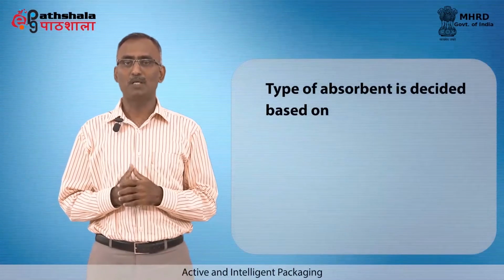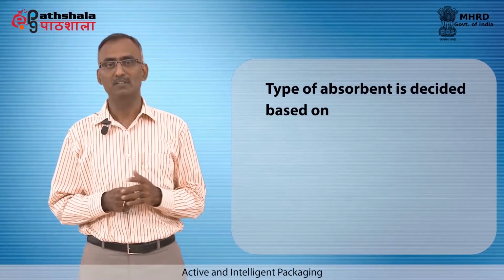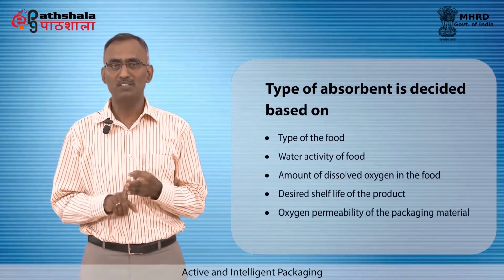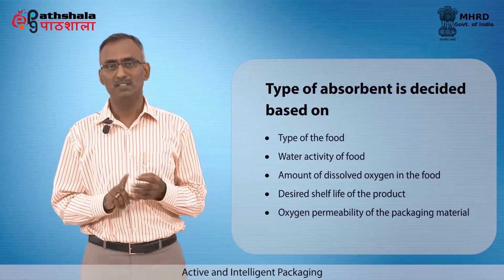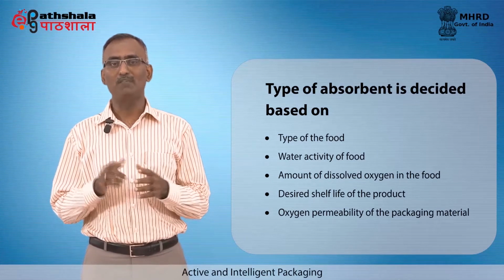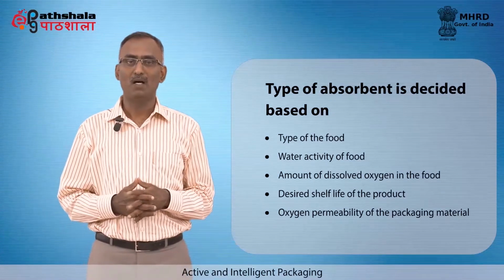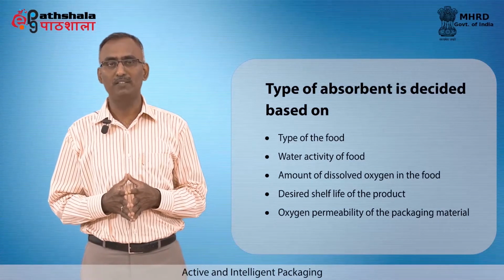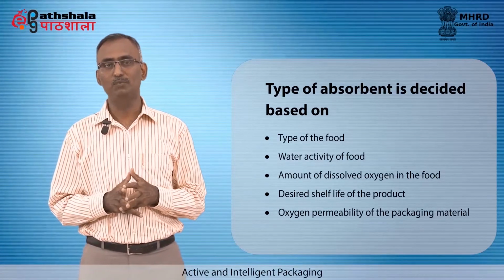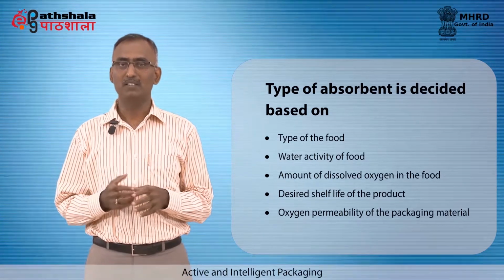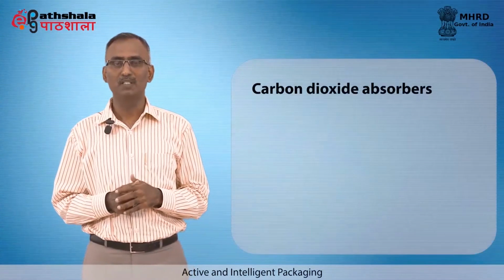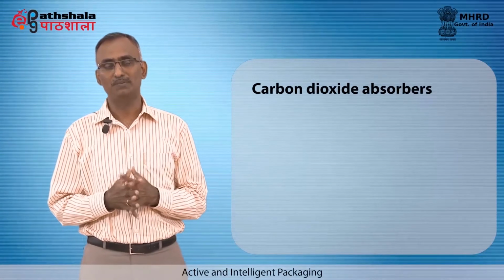The type of absorbent is decided based on the type of the food, water activity of the food, amount of dissolved oxygen in the food, desired shelf life of the product, and the oxygen permeability of the packaging material. Oxygen absorbers are widely used in food products such as meat, poultry, dried food products, bakery products, dried eggs, spices, and powdered milk.